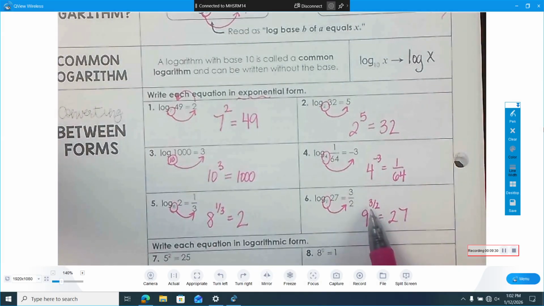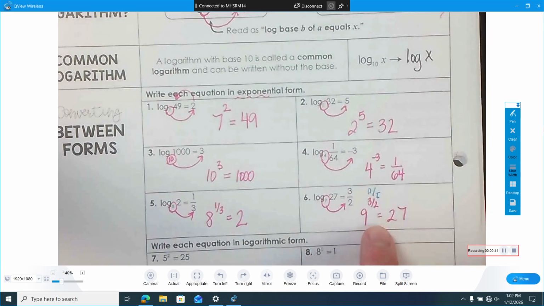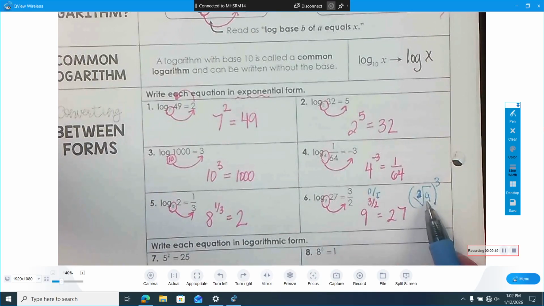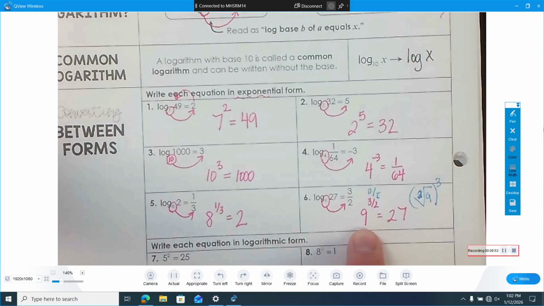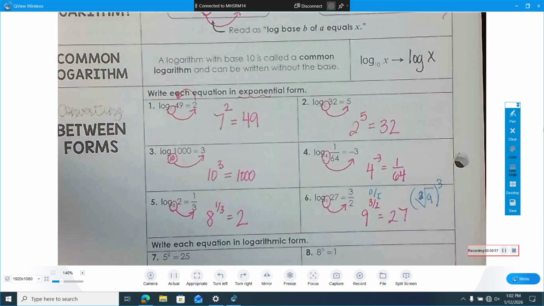Here we have a rational fractional exponent. Just to remind you, because I know it's been a very long time, this is power over index. So this is the square root of 9 to the third power. What is the square root of 9? 3. And what is 3 to the third? 27. So does 9 to the 3 halves equal 27 make sense? Makes sense.